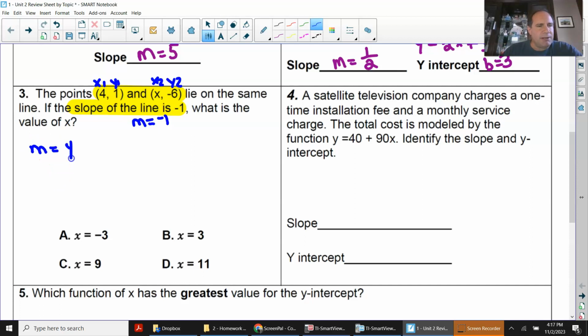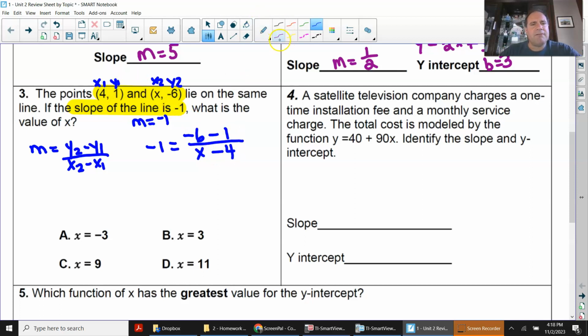m equals y2 minus y1 over x2 minus x1. So the m is -1, and I'm going to substitute it in for m. The y2 is -6 minus y1, which is -1. Then on the denominator, I'm going to have x2, which is just x, I don't have that value, minus x1.